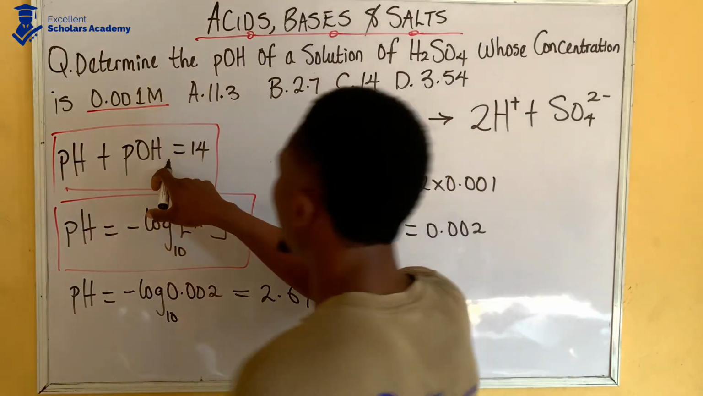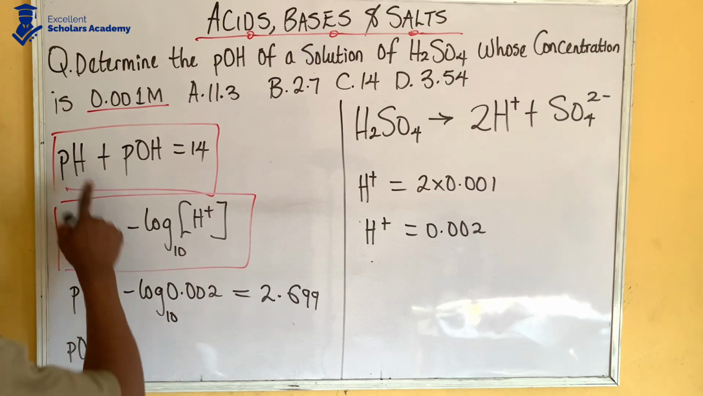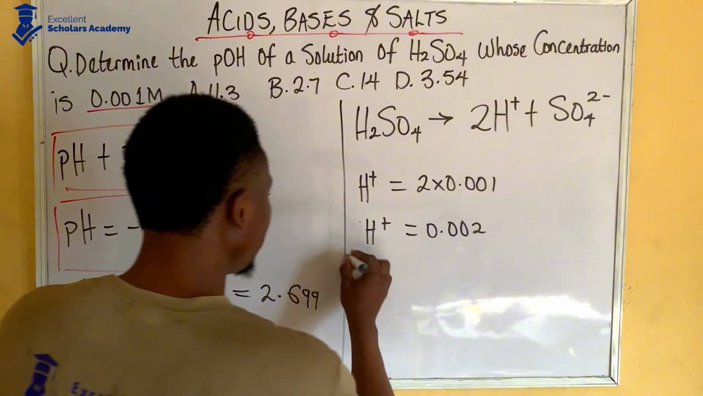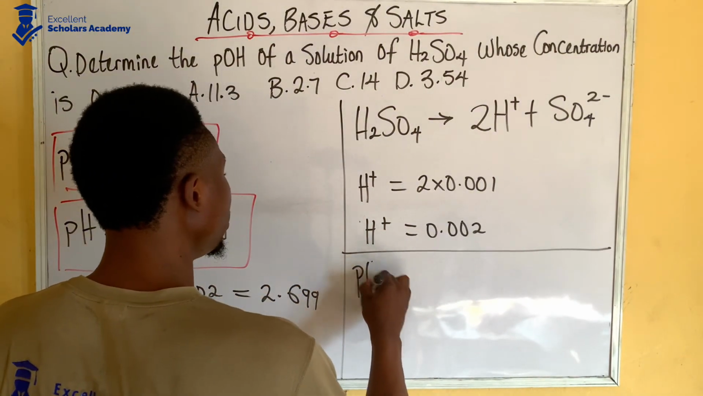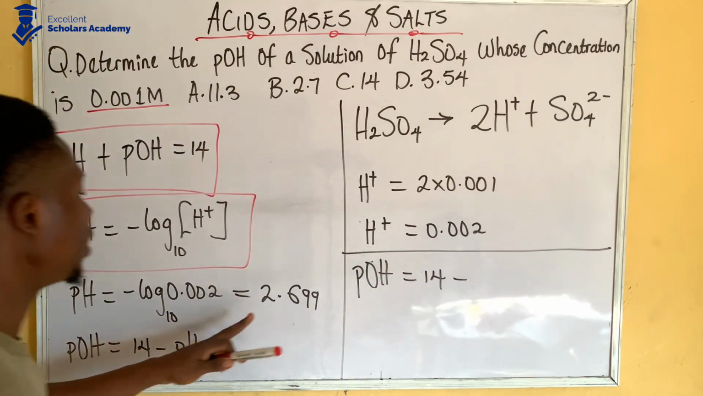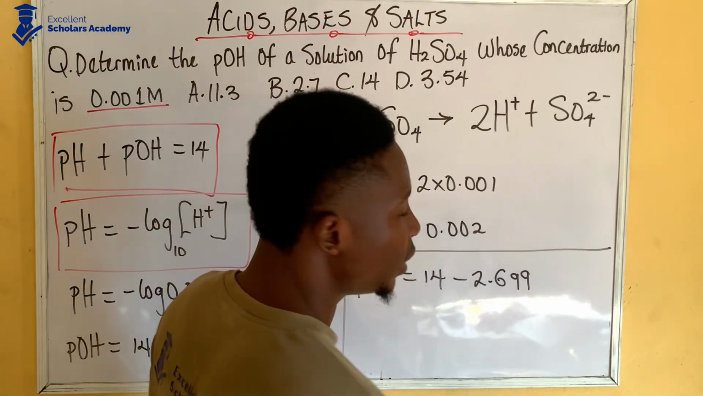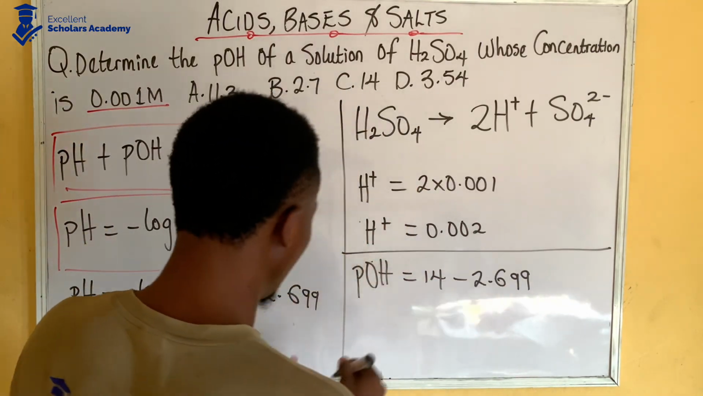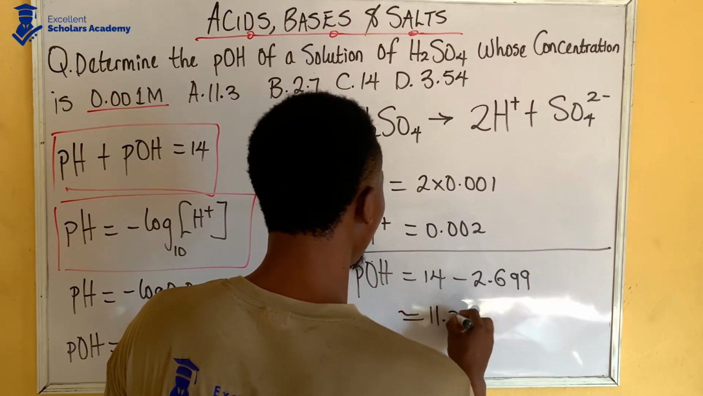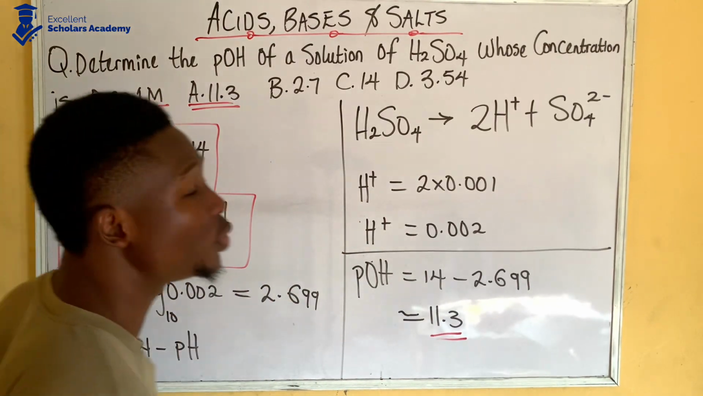Now we have to get our pOH, not our pH. So coming back here, what will be our pOH from here? Our pOH is going to be equal to, taking this to this side, 14 minus pH. So our pOH is going to be equal to 14 minus 2.699. Take 2 from 14, you have 12. If you take 0.699 from this, it is going to be approximately 11.3, which is our answer. So our correct answer is option A, 11.3.